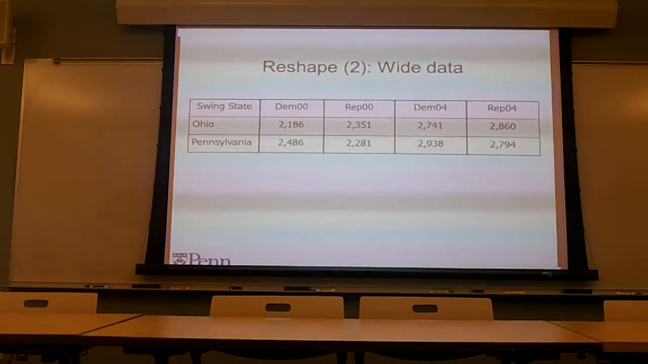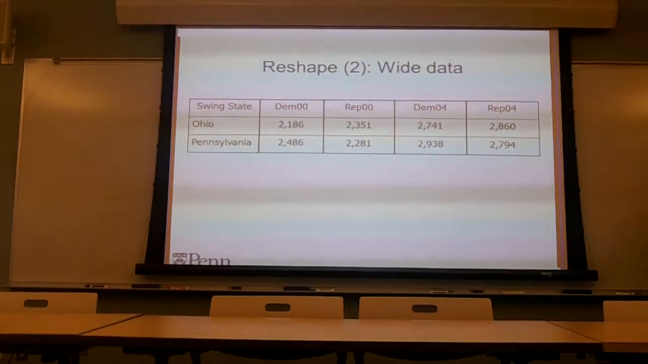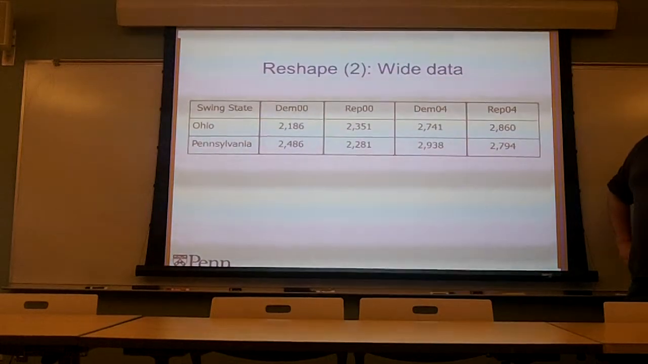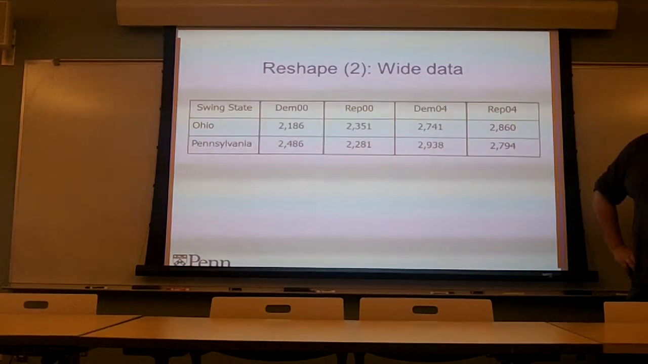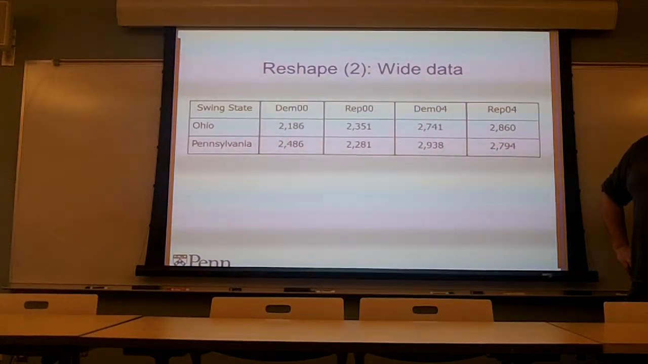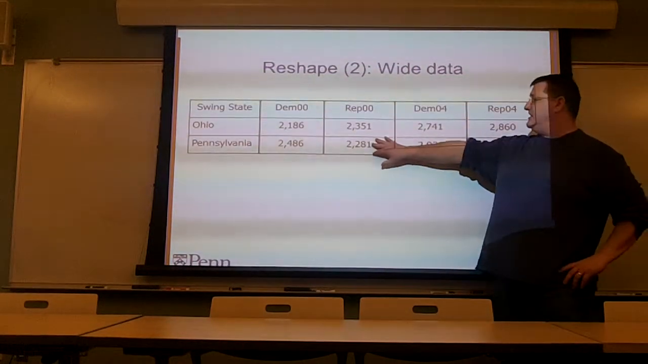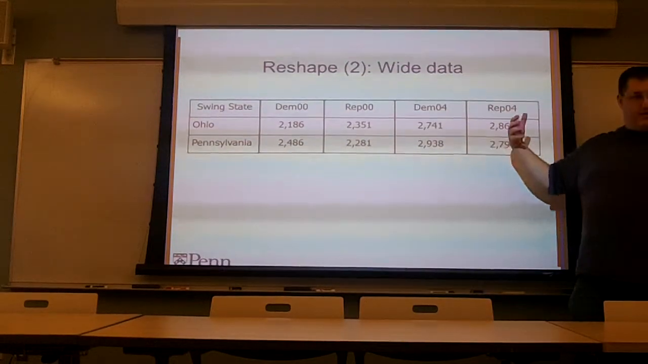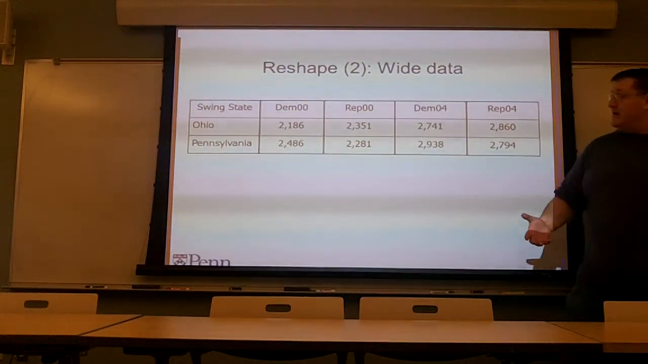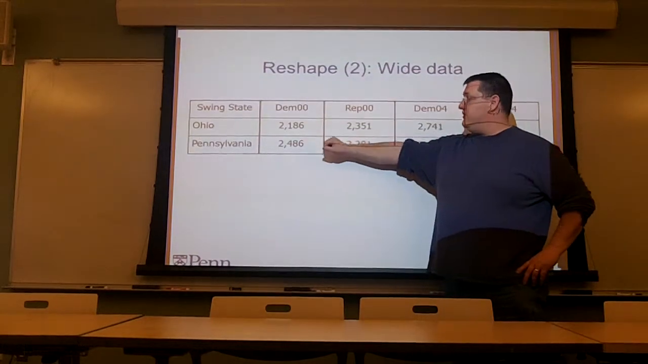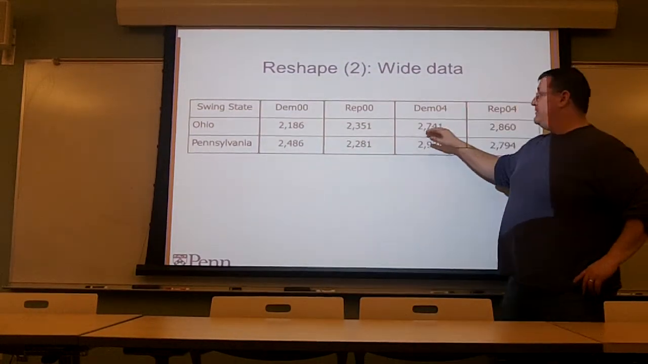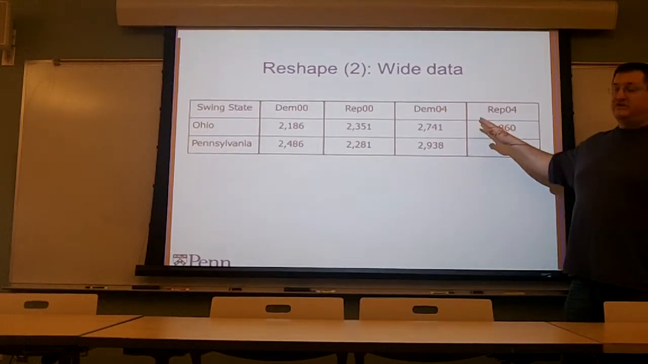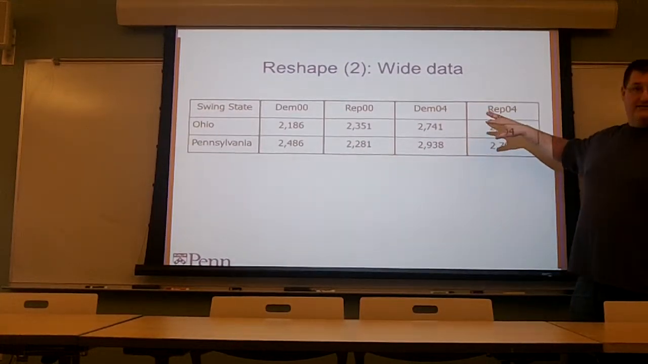Okay. All right. So here's an example of data that are stored in what we refer to as the wide format. So you might think of this as polling data measured across the 2000 election and in the 2004 election. So here I have repeated measures data. I've measured the Democrats' vote in 2000, and I've measured the Democrats' vote in 2004, and the same thing for the Republicans. So this is what we refer to as a wide format.